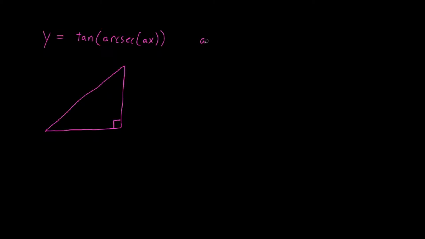Remember that arc secant is a function which turns a hypotenuse over adjacent side of a right triangle into an angle. We'll call that angle theta. Let's put that angle here. And tangent is a function that turns an angle, in this case our theta, into an opposite side over an adjacent side.